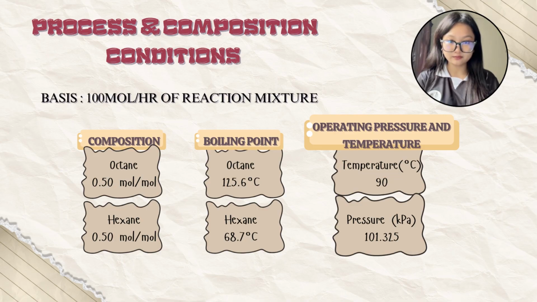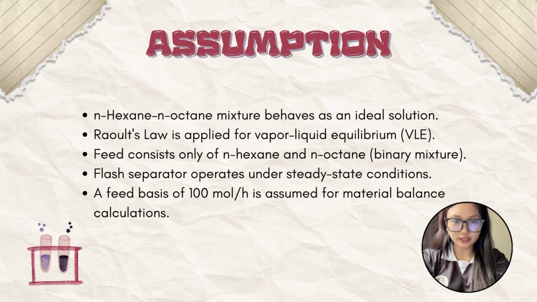Next, the assumptions. Firstly, the hexane and octane mixture behaves as an ideal solution. Second, Raoult's law is applied for vapor-liquid equilibrium. Third, the feed consists of only hexane and octane, a binary mixture. Fourth, the flash separator operates under steady state condition. And lastly, a feed basis of 100 mol per hour is assumed for material balance calculation.